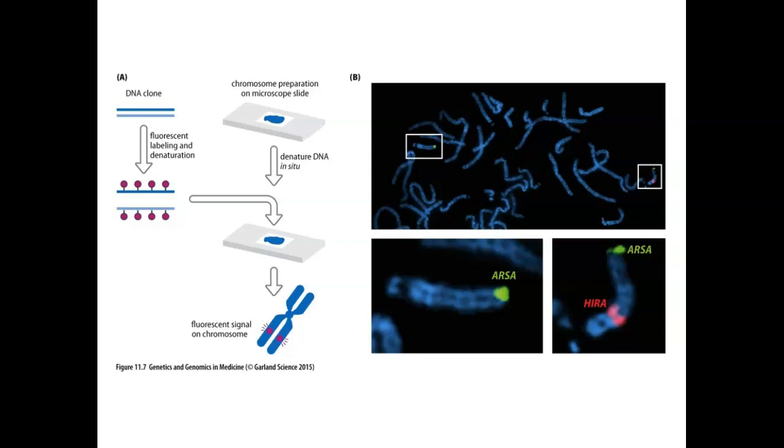So we can use this to detect, for example, in this case, what looks like a deletion, because you'll notice that there's a color missing on one of the chromosomes. The general idea again is we have a clone, we label it, and if the complement is found on the chromosome, it will fluoresce. So we can make these signals whatever we want based on whatever sequence we have.